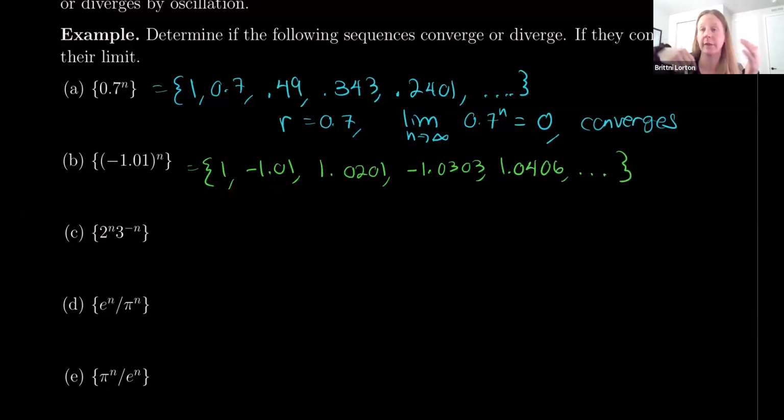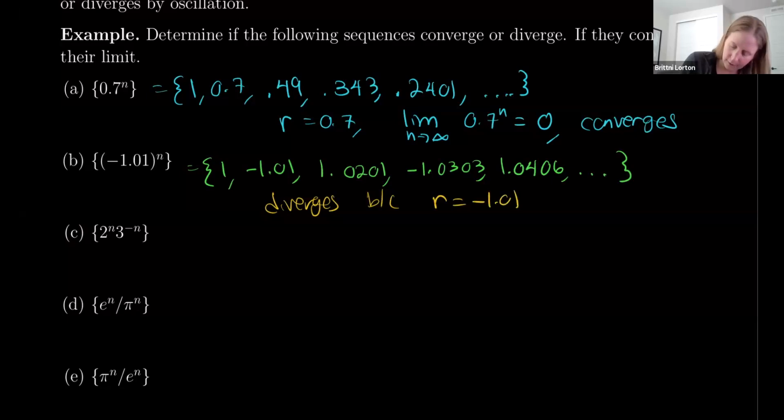It's alternating between positive and negative. That's called an alternating sequence. But the numbers themselves are getting bigger and bigger and bigger. Slowly, but they're getting bigger and bigger and bigger, right? So that one would be diverges. So this is a sequence that diverges, and it really diverges because the absolute value of R was bigger than 1. If the absolute value of R is less than 1, it converges. If the absolute value of R is bigger than 1, then the geometric sequence diverges.